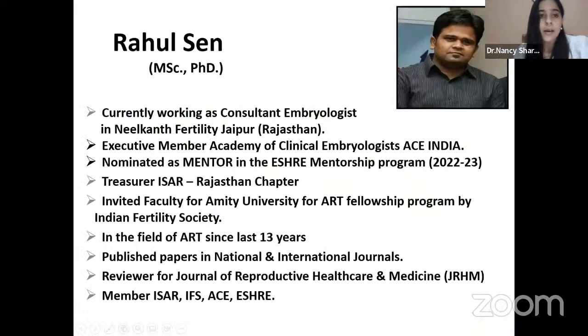For moderating the session, we have Dr. Rahul Sen. Dr. Rahul is currently working as a consulting embryologist at Neelkant Fertility, Jaipur. He is an executive member of ACE and was nominated as a mentor in the ASHRAE mentorship program 2022 and 23. He is also the treasurer of the ISAR Rajasthan chapter, an invited faculty for MIT University, and has been in the field for the last 13 years. He has published many national and international papers, and is also a reviewer of journals for reproductive health care and medicine. He is a member of ISAR, IFS, and ASHRAE.